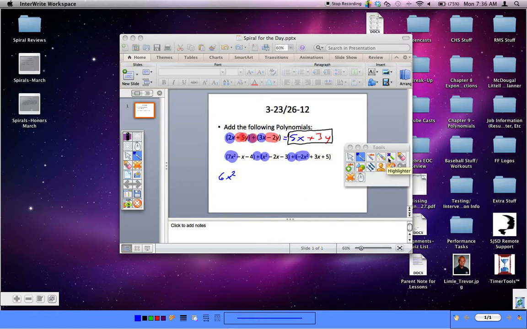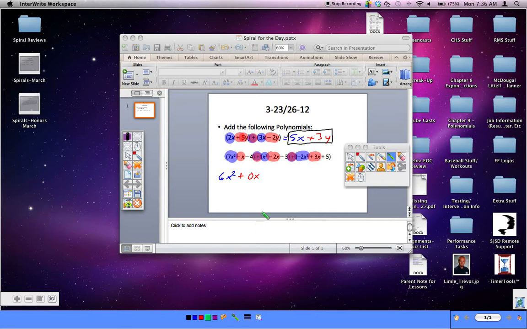Let's go on to the next terms. Negative x plus negative 2x plus positive 3x. Negative 1x plus negative 2x is negative 3x, then plus positive 3x. Negative 3 plus 3 is going to leave me at 0x. Since it's 0, I don't have to write anything. But if I really wanted to, I could put plus 0x.